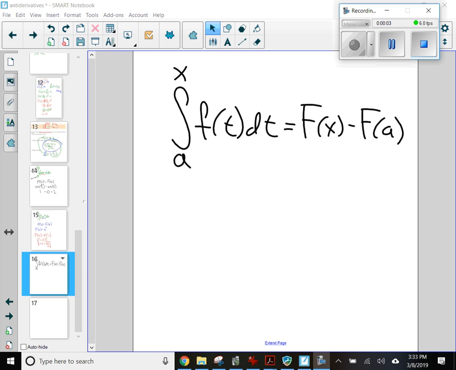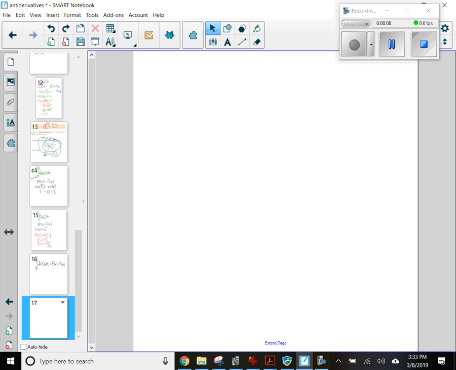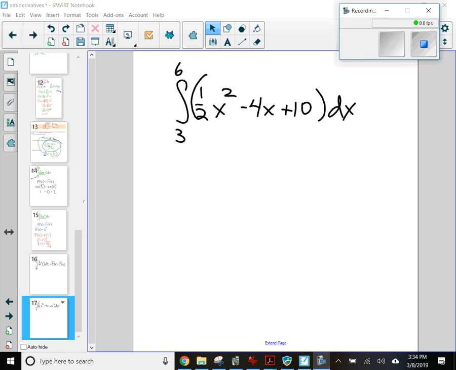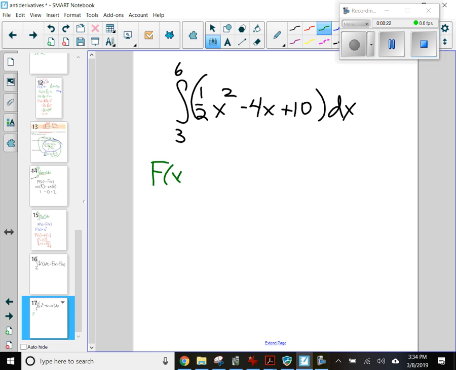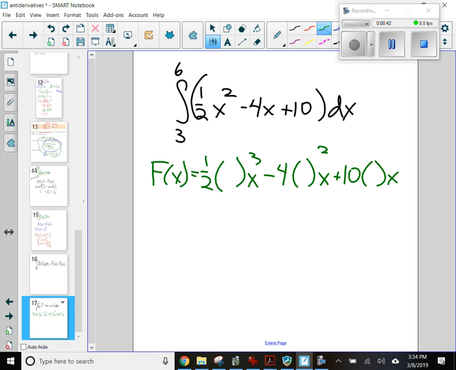Let's use this amazing formula to evaluate a couple more integrals. So I would like to evaluate the integral of 1/2 x squared minus 4x plus 10. The first thing I'm going to do is find the antiderivative. So big F of x is equal to 1/2 times x cubed over 3, minus 4 times x squared over 2, plus 10 times x to the first.